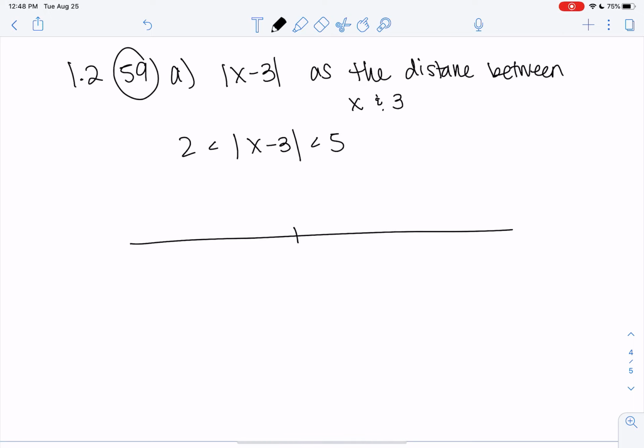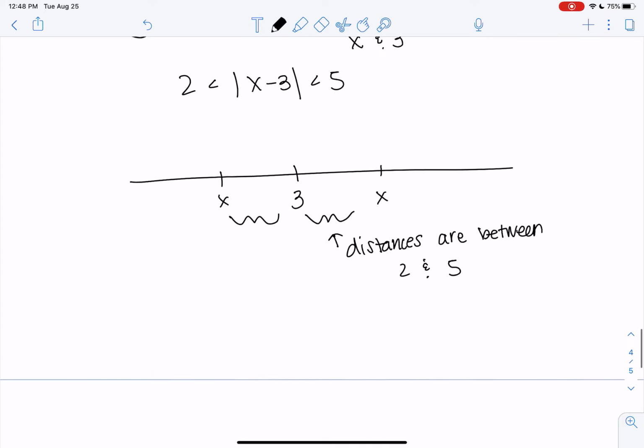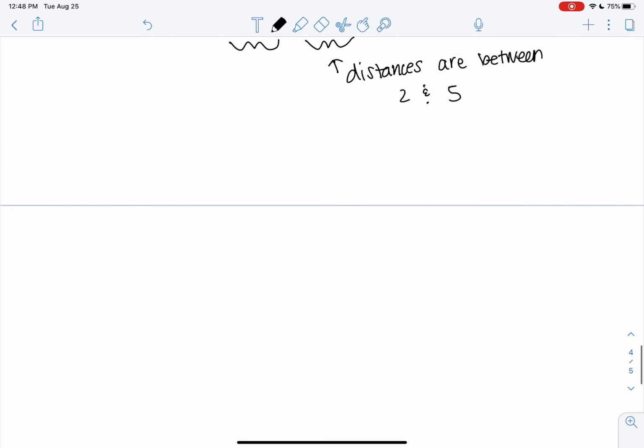So basically we're saying here's 3 and here's x. x could be in either direction. We don't know where x is. But we're saying these distances are between 2 and 5. So let's try to figure out how we can graph that.